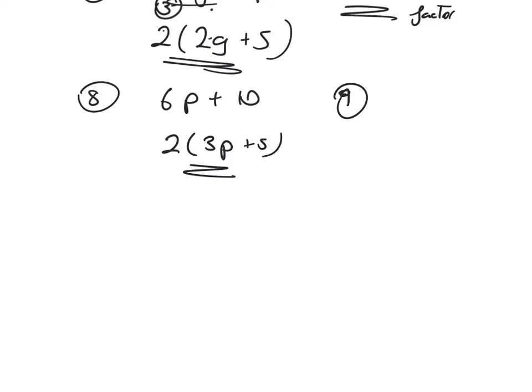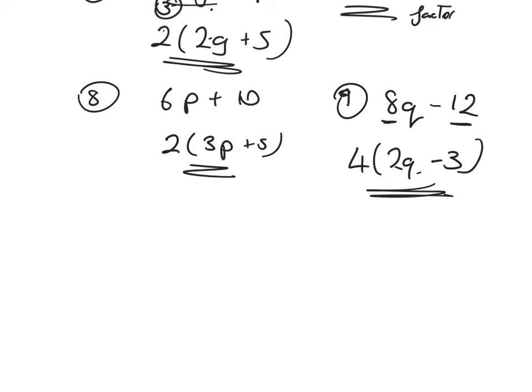Example 9: 8q minus 12. Okay, factors of 8: 1, 2, 4 and 8. Factors of 12: 1, 2, 3, 4, 6 and 12. What's the highest common factor? This time it's 4. 4 times what gives me 8q? That's 2q. 4 times what gives me 12? That's 3. There's a minus in the middle. 4 bracket 2q minus 3.